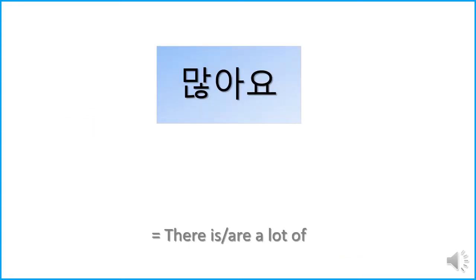Ta-da! This is the verb that we're gonna use to make sentences in this video. 많아요. 요 is conversational honorific ending. Please note ㅎ here is silent, so ㄴ sound floats into the empty 이응 place to make sound 많아요. That means there are a lot of something.